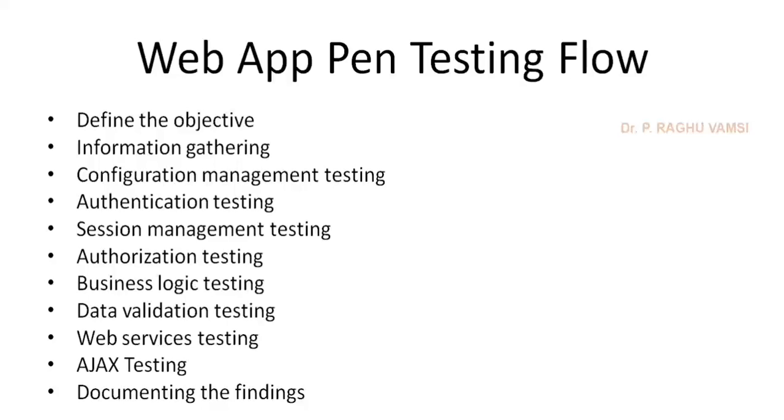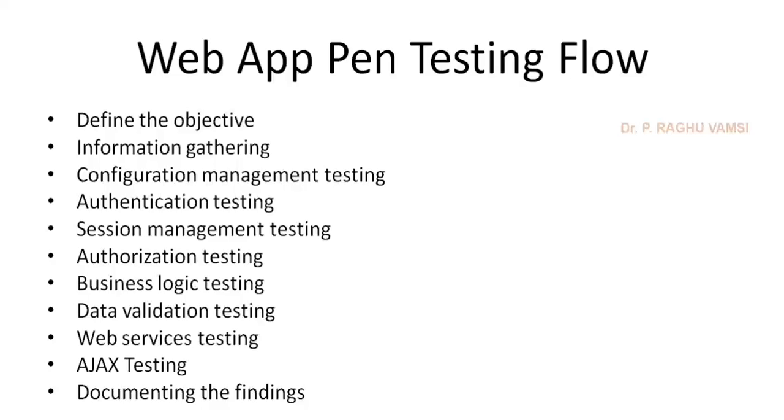Usually the authorization testing will be in two dimensions. One is horizontal control and the other is vertical control. Horizontal means you are going to access the resources of the same level, that is your peer level, and vertical means escalating the privileges. That means from the normal user to the admin user level privileges you are supposed to obtain. That is called vertical level escalation.